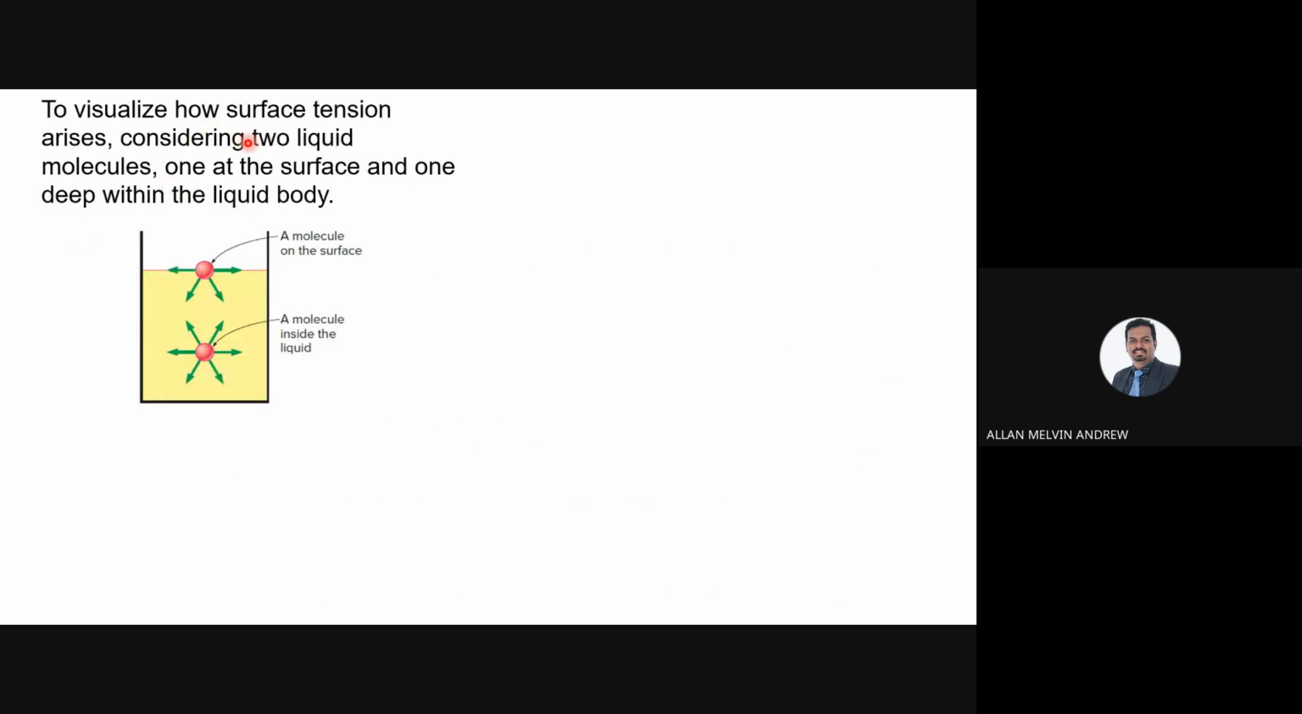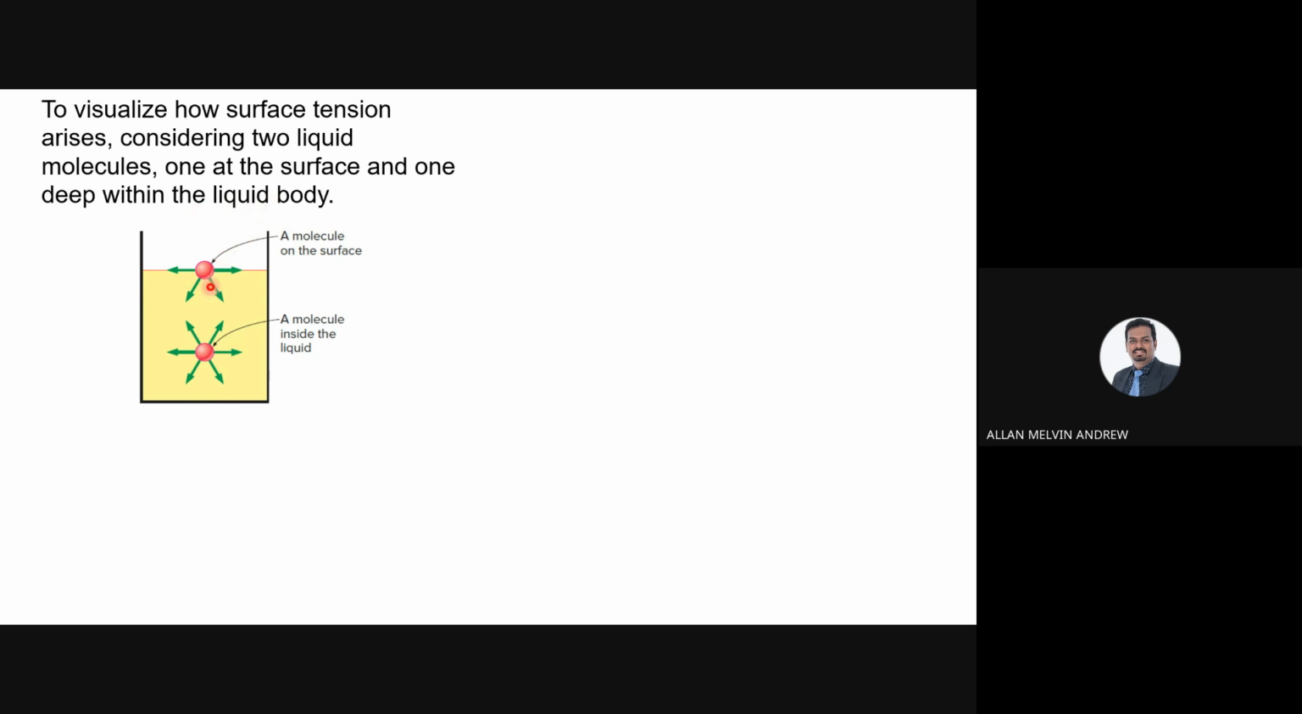To visualize how surface tension arises, consider two liquid molecules, one at the surface and one deep within the liquid body. You have a container with a liquid, and the molecules can be either at the surface or at the bottom part of the liquid. At the bottom, the molecule experiences force from all angles. But at the top, the molecule is only acted on from within the liquid. On top, no force is exerted.